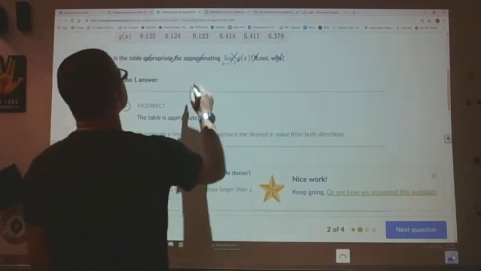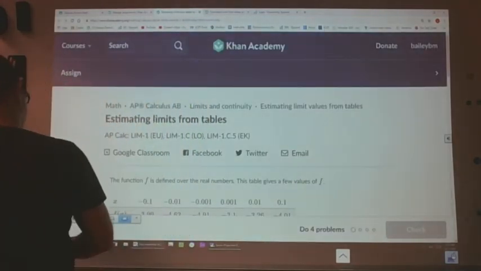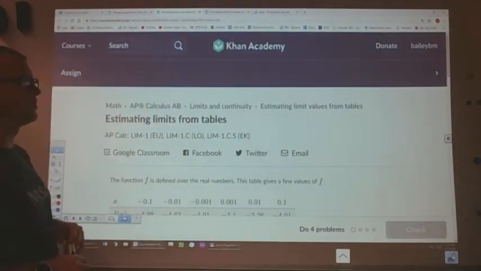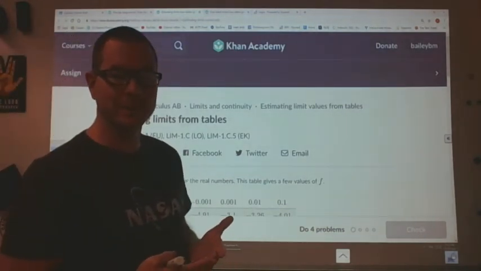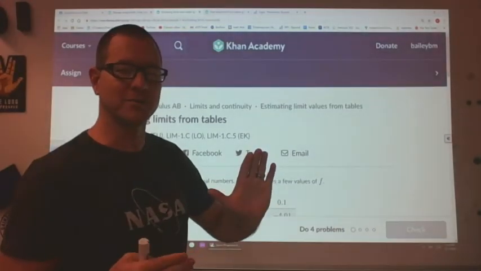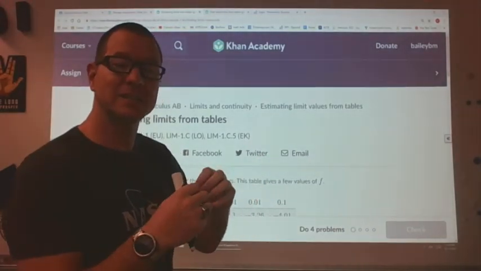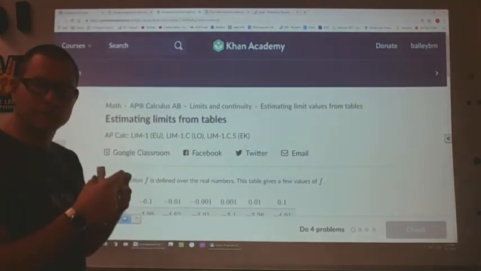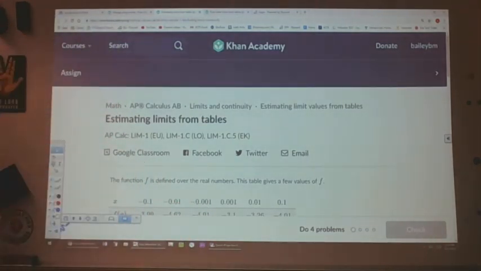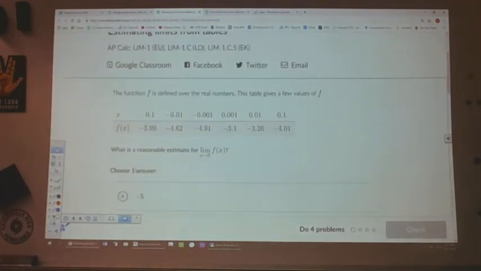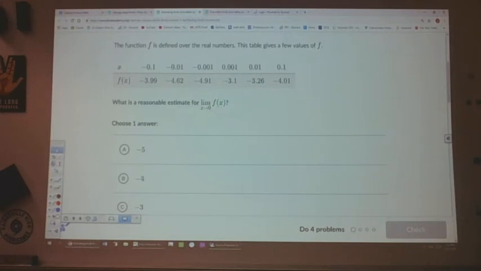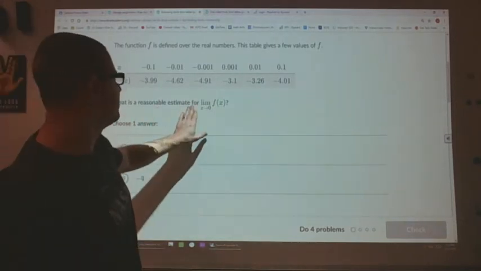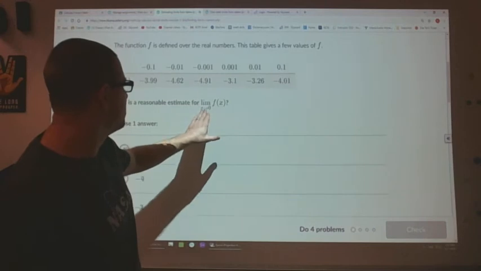So our next exercise is going to be estimating limits from tables. Now that we have figured out how those tables are made, let's estimate the limit. What we're going to do is look at the pattern that we see from the left, look at the pattern that we see from the right, and see, is there a value that fits, that completes that pattern for both sides? So let's look at that. Here's our pattern. The function is defined over the real numbers. We want to find a reasonable estimate for the limit as x approaches 0.